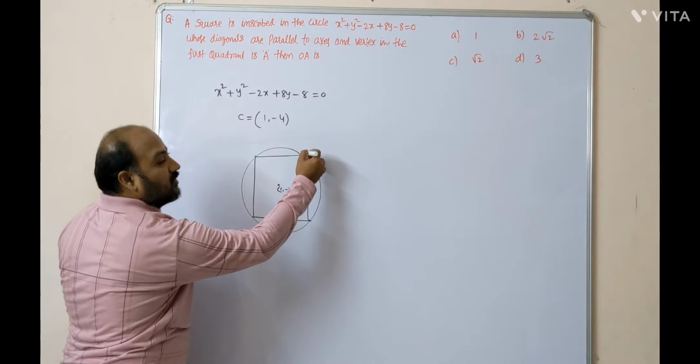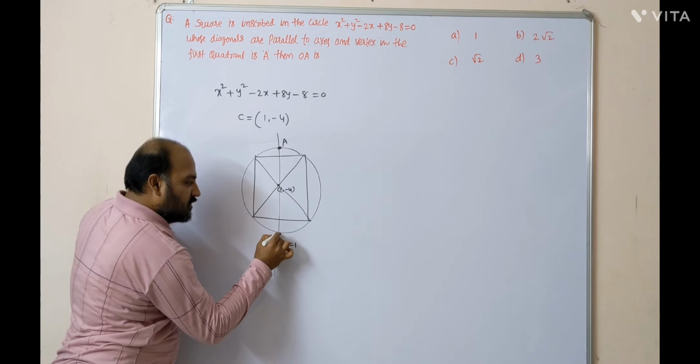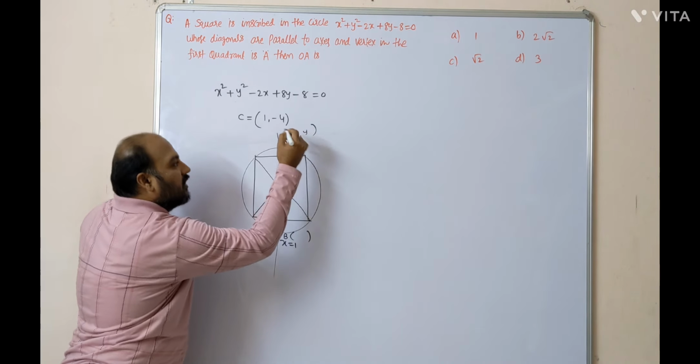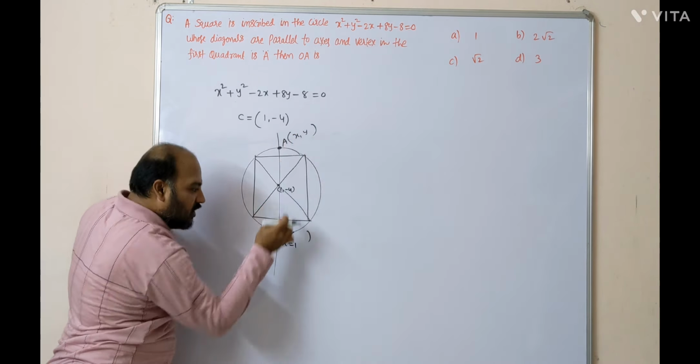1 comma minus 4. If we draw a line, x is equal to what? 1, no? So x is equal to 1. So the point which lies on the circle, this point is A, this point is B, we can take it, dear students. A of x comma y. The x value we got as 1, so it will be 1 comma y. This point A is lying on the circle, so the y value will come.